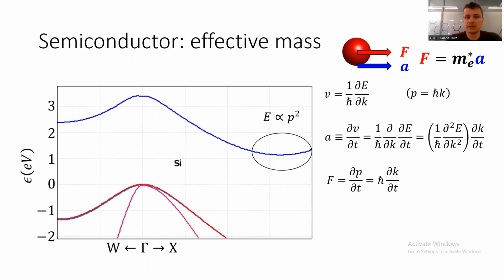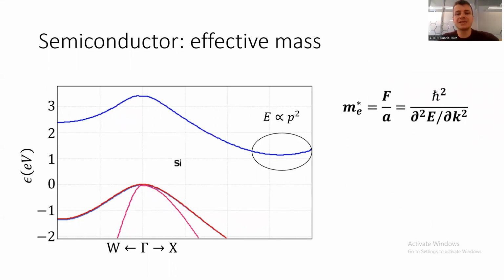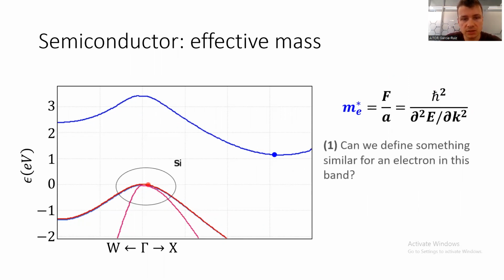Now, we calculate the acceleration, and we calculate the force and the ratio between them, which is essentially the reduced Planck constant squared divided by the second derivative of the dispersion with respect to the wave number. Now, this brings a question on the table. Can we actually extend this concept for all the electrons? For example, this electron in this band? The answer is yes, but there is a caveat.